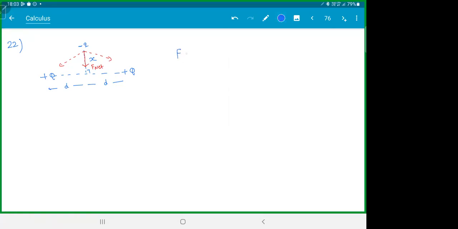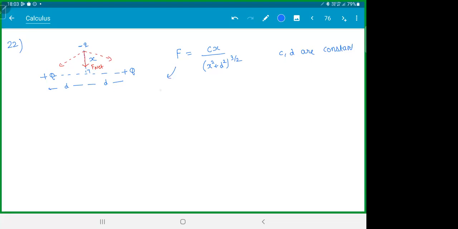So this force F is given by C into X by X square plus D square whole power 3/2. Now don't worry how we got this. That is not important. We know the function somehow. C and D are constants.